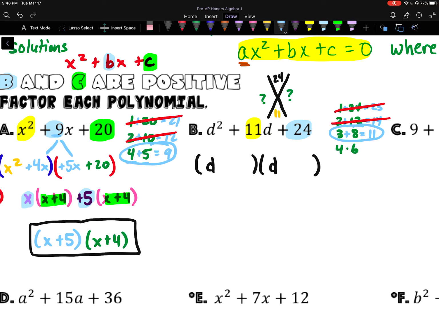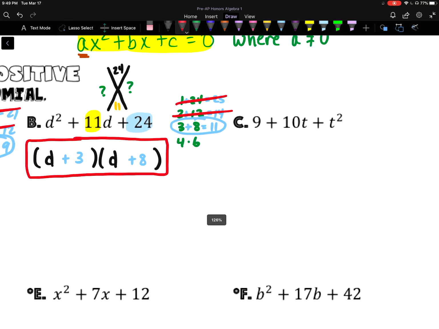It doesn't matter which order in the parentheses it goes because multiplication is commutative. So I can put plus 3 and plus 8, and this is my solution. Again, you can also have d plus 8 times d plus 3.